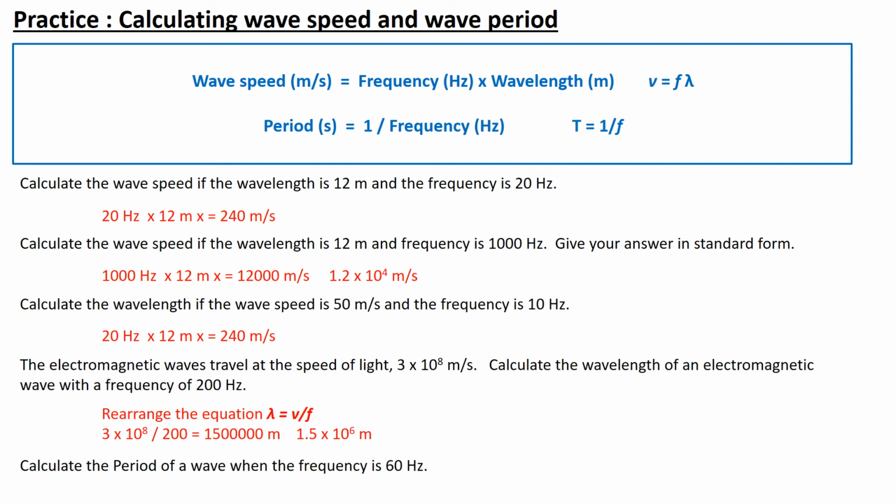Calculate the period of a wave when the frequency is 60 Hertz. 1 divided by 60 equals 0.016 seconds. Hopefully that's pretty straightforward.